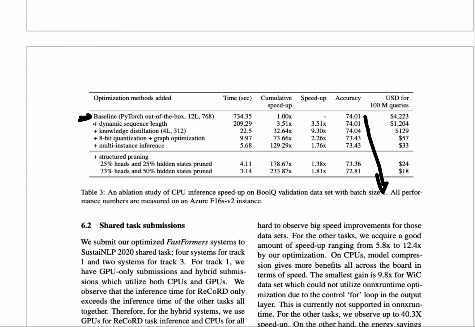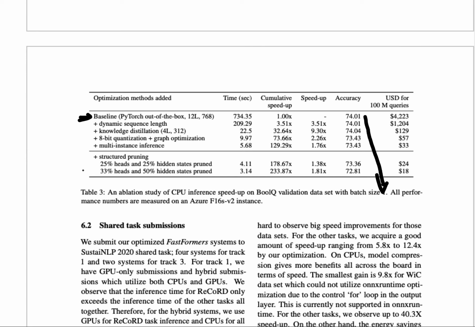But as we are adding different things, the first thing is dynamic sequence length. That itself is giving them similar accuracy and reducing their time by around 3x. The second technique is knowledge distillation. That itself is also reducing the time significantly. The other is 8-bit quantization and graph optimization. That is also significantly improving the performance. And finally multi-instance inference is also improving a lot.